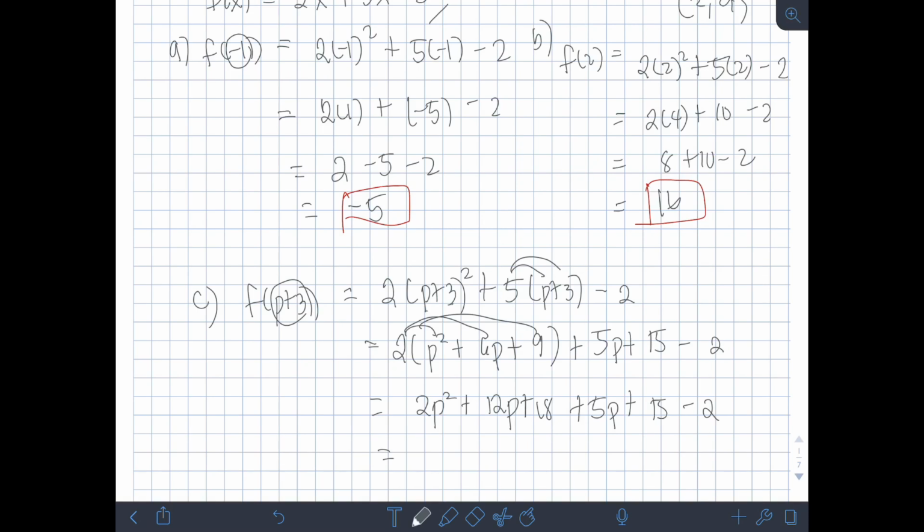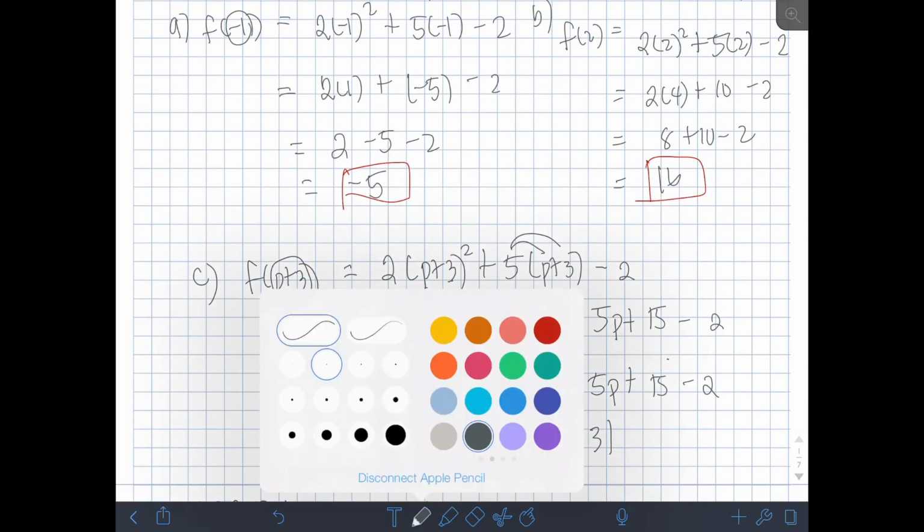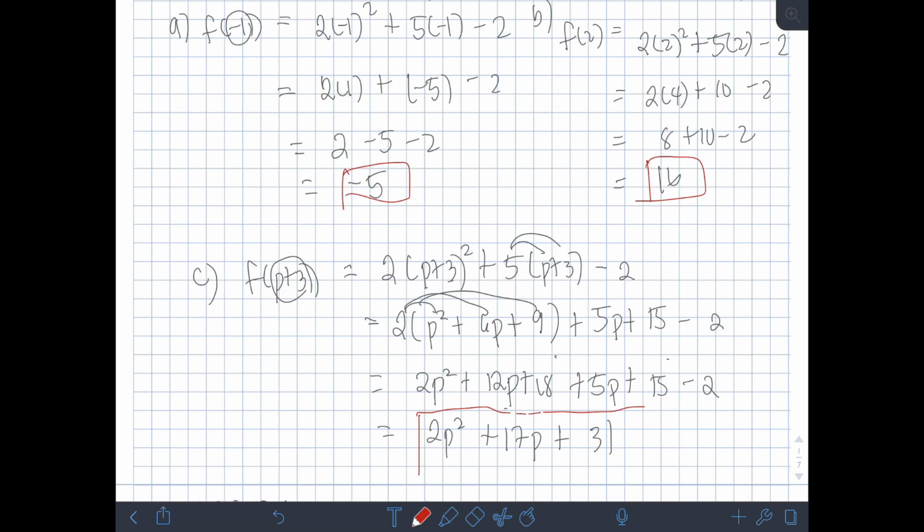Then further simplify by combining similar terms. So we have 2p squared. So 12p plus 5p is 17p, plus 18 plus 15 minus 2 is 31. So therefore, f of p plus 3 is equal to 2p squared plus 17p plus 31.